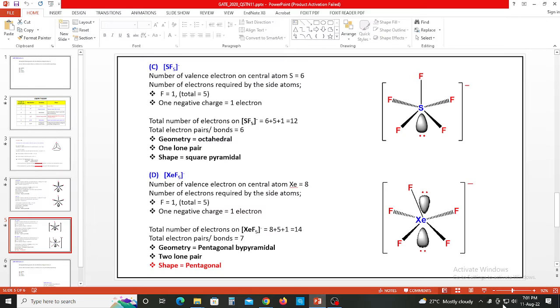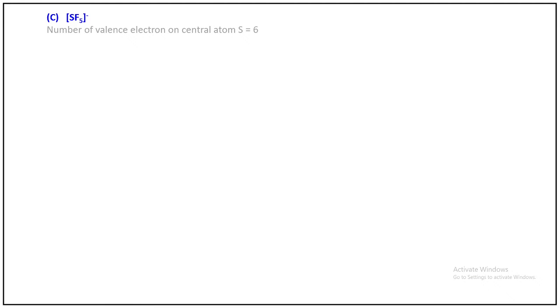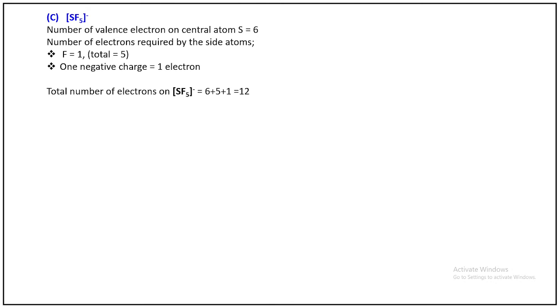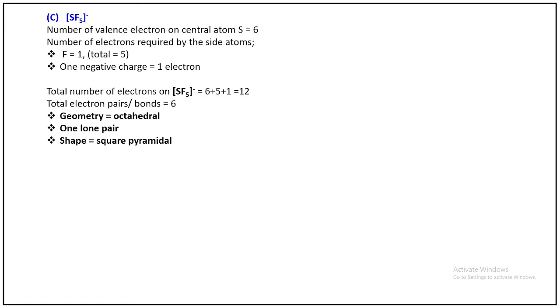Like this, in our mind itself we should be able to calculate 12. So within 1 minute we are getting the answer, so the time we are able to manage. Like that, if we get 12, 12 by 2 is 6. 6 means octahedral; 5 positions are there and 1 will be a lone pair, so square pyramidal.